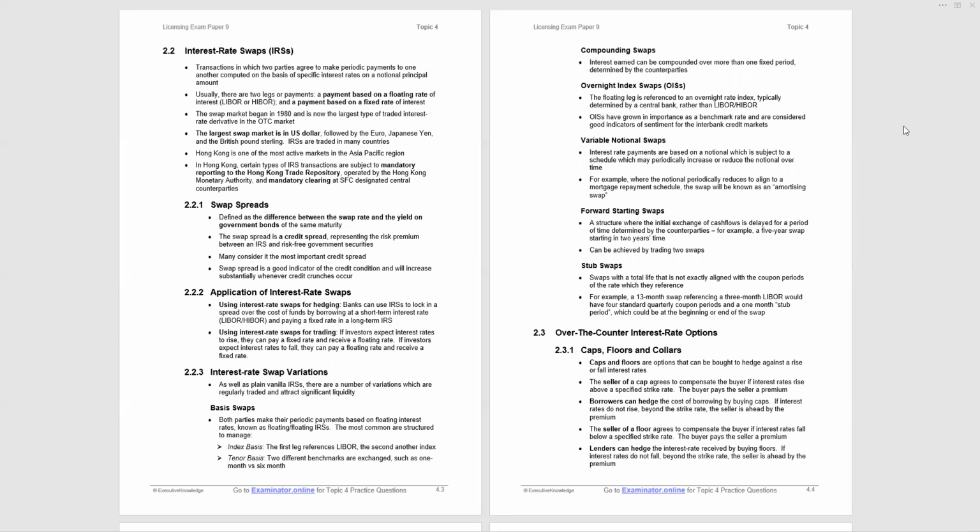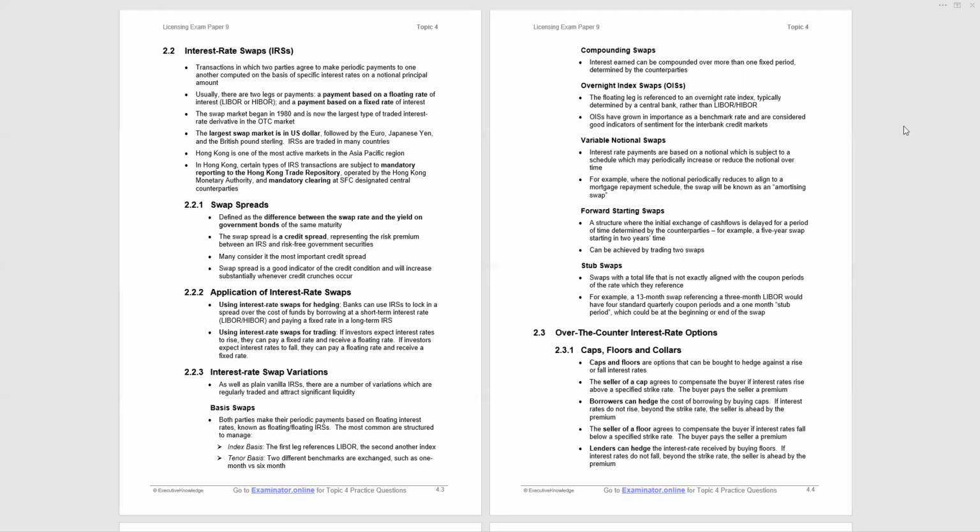The last bullet point under 2.2 I would highlight, and that is in Hong Kong, certain types of interest rate swap transactions are subject to mandatory reporting to Hong Kong Trade Repository, which is operated by the Hong Kong Monetary Authority, if the notional amount is above a certain value. And if it's even higher, then you're subject to mandatory clearing through a designated central clearing counterparty.